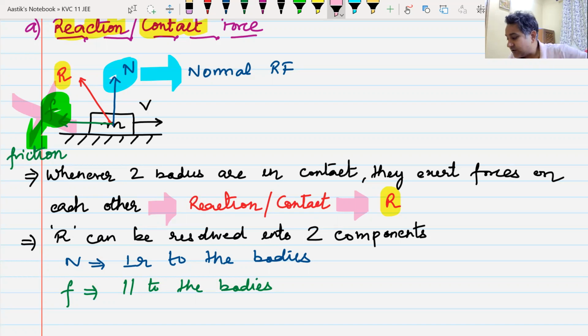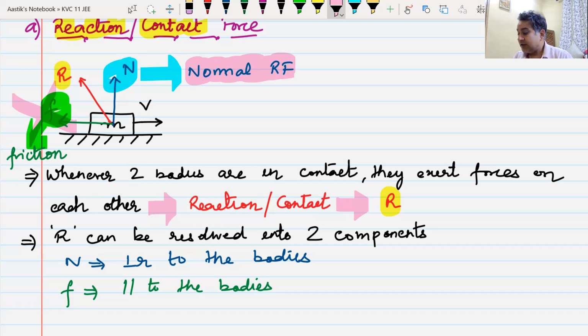If we neglect this frictional component, this reaction force which was going at this angle does not go at this angle. Now it becomes normal reaction force. So right now what will be concerned would be only the normal component of this reaction force, which will be known as the normal reaction force. Do we understand this?